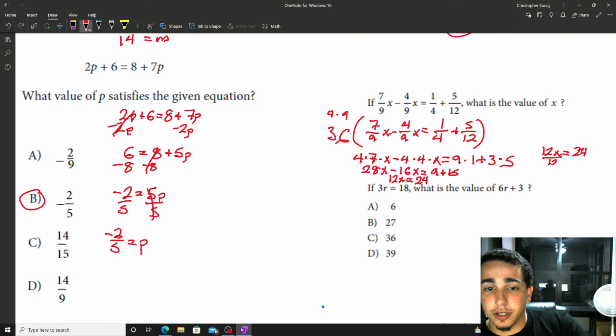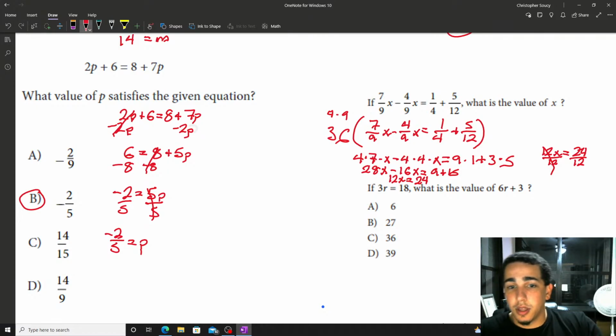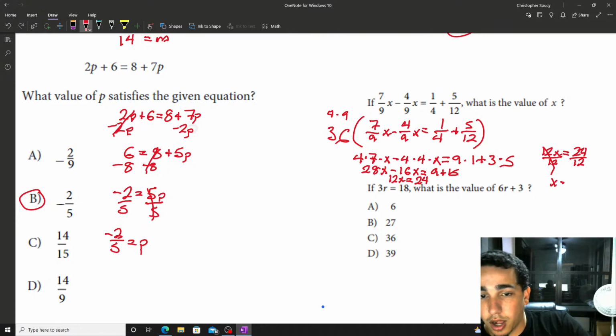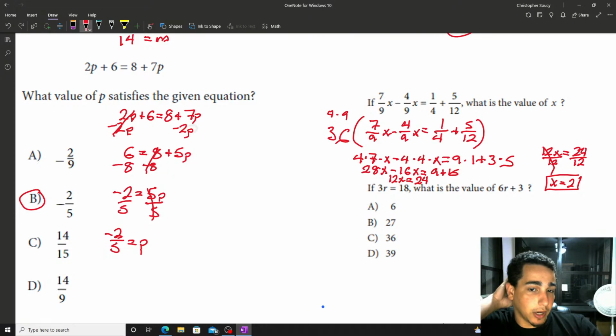To get x by itself, we're going to divide each side by 12. On the left side, we'll have x. On the right side, 24 divided by 12 is 2, which is going to be our answer.